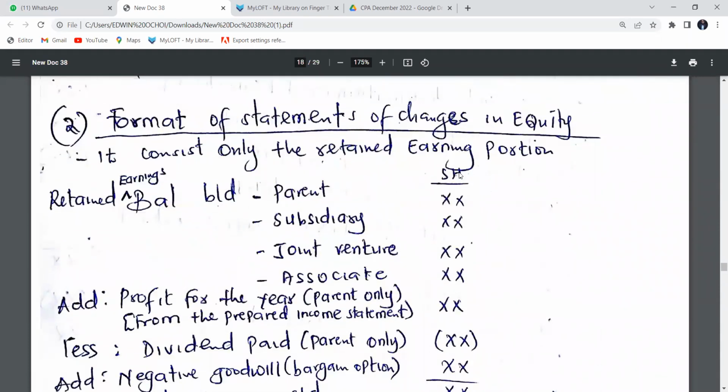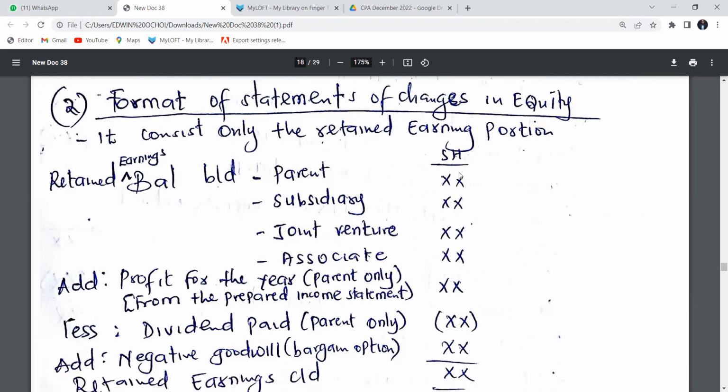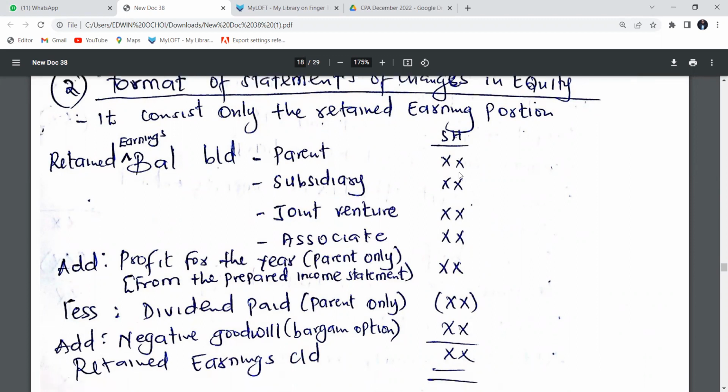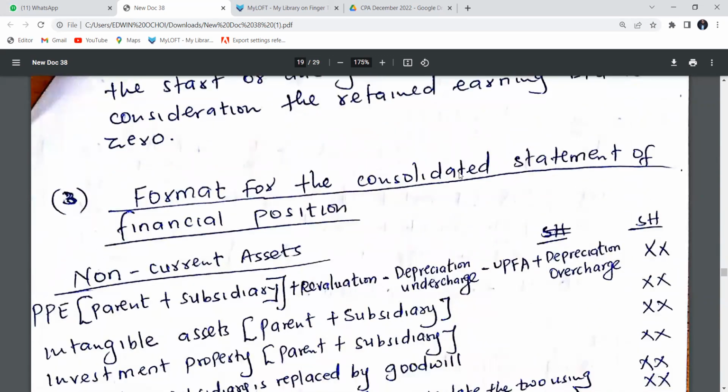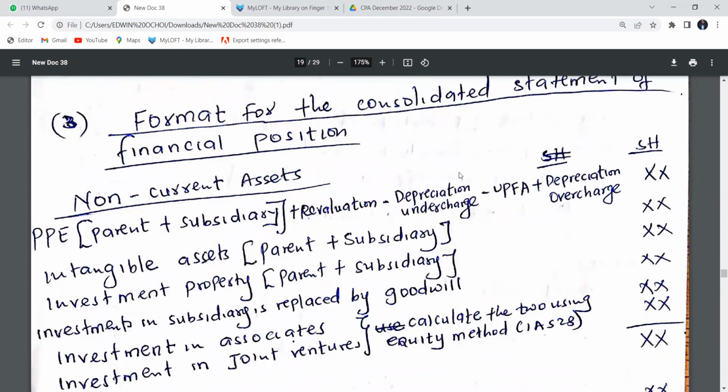Format of a statement of changes in equity is this one. Statement of changes in equity in consolidation is based only on the retained earnings portion. You take your retained earnings balances brought down for all the companies which might be present in the equation, parent, subsidiaries, joint ventures, or associates. Add profit for the year, the one which is paid by the parent, less dividends paid, and you add negative goodwill. So for the statement of financial position, again, you need to know which are the direct adjustments done.